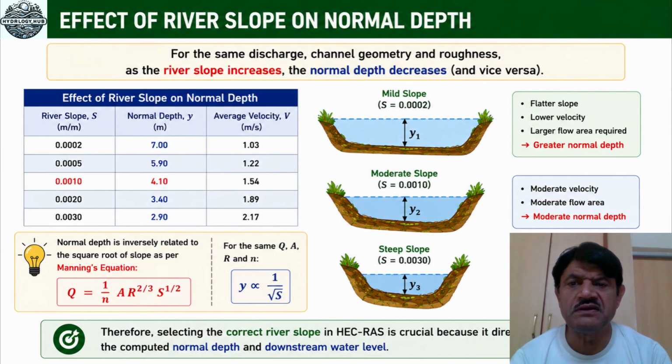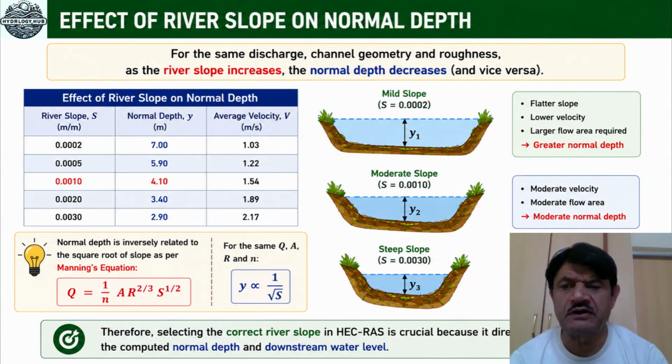This table clearly demonstrates the influence of reverse slope. When the slope is very flat, the normal depth becomes much larger. As the slope increases, the normal depth decreases steadily. The reason is simple. Steeper slope generates higher flow velocities. Higher velocities require less flow area. Consequently, the water depth becomes smaller. This is exactly what Manning's equation predicts.